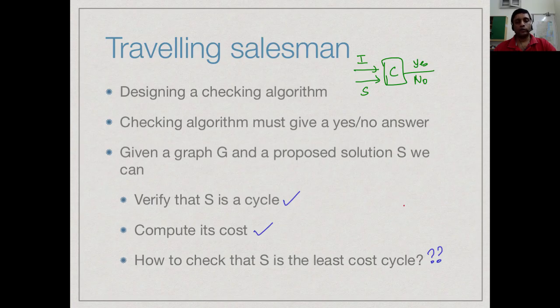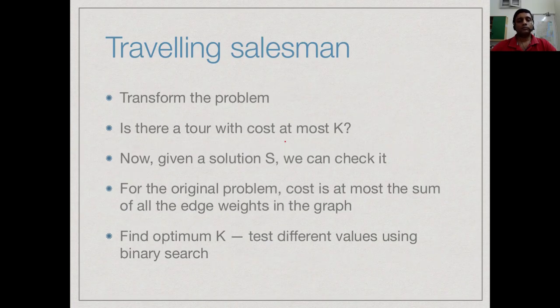So how do we get around this? The solution in such optimization problems to convert them into checking algorithms is to transform the problem by giving a bound. Okay, so you give an upper bound or a lower bound depending on the problem. So in this case, we will not just ask if there is a traveling salesman tour of lowest cost. We will say, is there a tour with cost at most k? Okay, so we have just given a bound on the cost. We are not asking for an optimum tour. We are only asking for a tour which does not cost more than k.